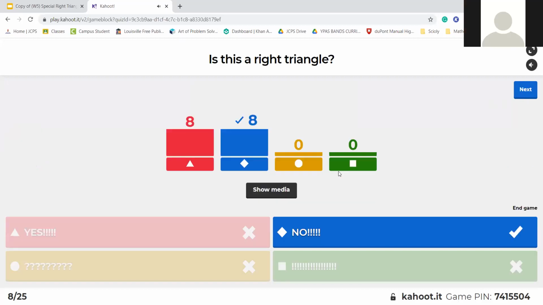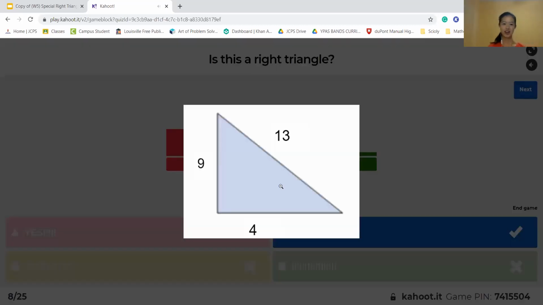Duh. Oh, wow. Actually, this one isn't even a triangle, because remember the triangle inequality theorem. The two sides have to be greater than the third. It's just not to scale at all. Yeah, it's trying to trick you.